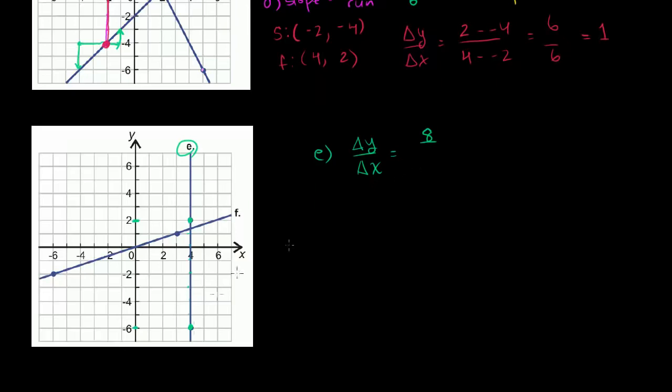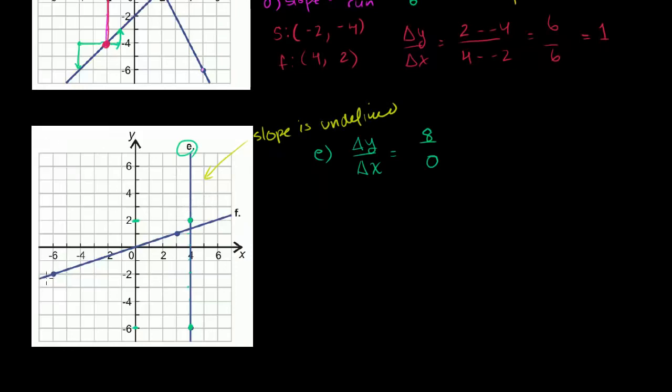And then what's the change in x? The x value here is 4. The x value there is 4. X does not change, so it's 8 over 0. Well, we don't know. 8 over 0 is undefined. So in this situation, the slope is undefined. When you have a vertical line, you say your slope is undefined, because you're dividing by 0. But that tells you that you're probably dealing with a vertical line.